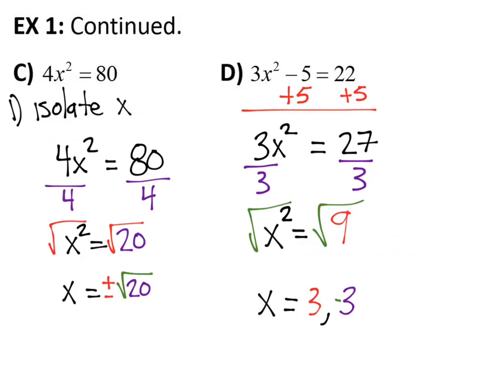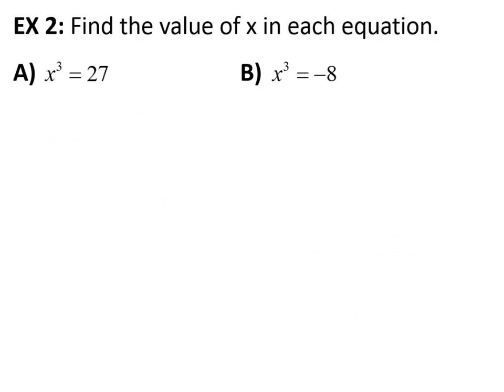Our second to last slide, going through this one, we're going to go with cubes now, and we need to find the value of x in each equation, just like before. But it's not a square anymore, it's a cube, and so with the cube we have to use a certain function. The way I could think of this is what number times itself 3 times, so x times x times x equals 27.